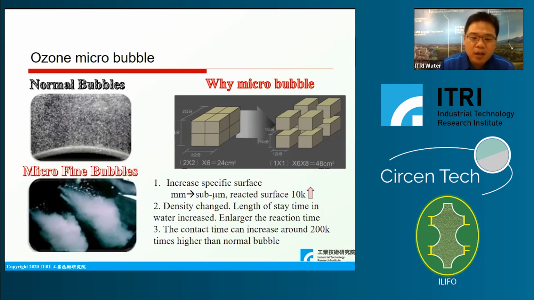So overall, the contact time from normal bubbles to microfine bubbles can increase around 200,000 times higher than normal bubbles. Now you can use it in situations with a little bit higher temperatures.